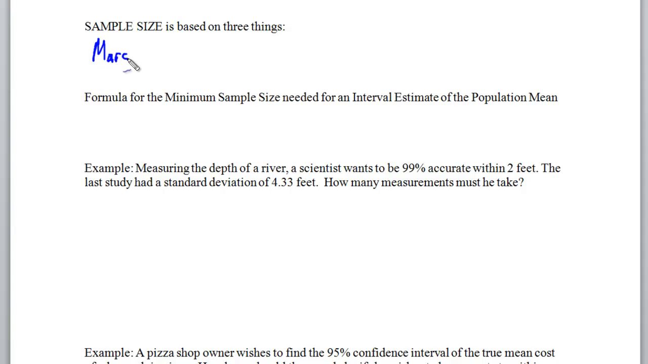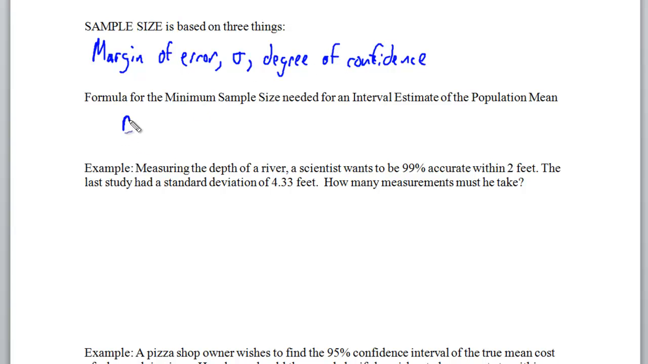Sorry, I'm going to do this freehand instead of typing. Margin of error, the population standard deviation, and the degree of confidence. All right. So these three things, margin of error, standard deviation, and degree of confidence, they're all based on the sample size. Now there's a proof in the book that describes how this equation is generated, and I strongly recommend that you take a look at this here.